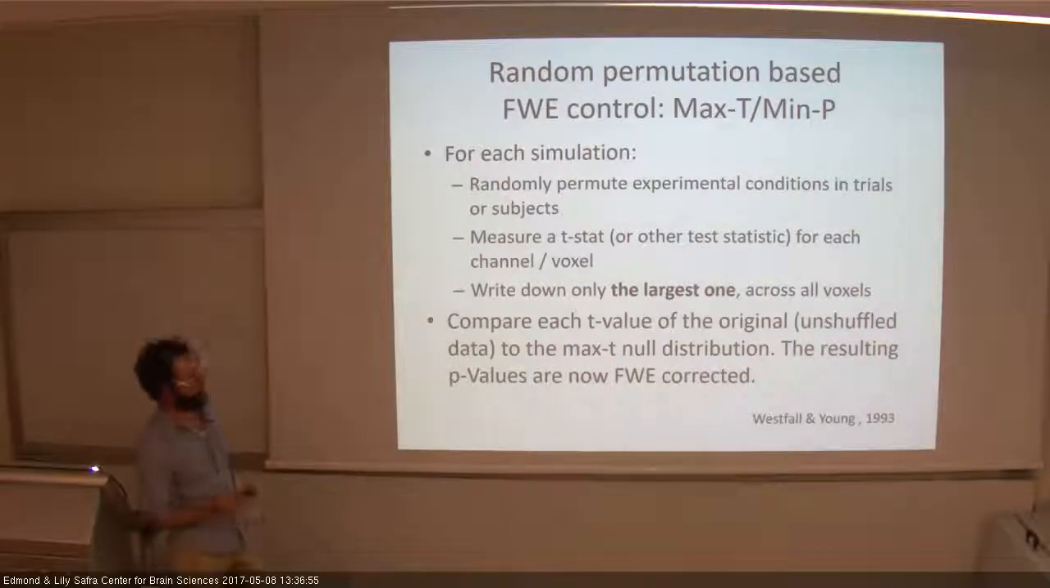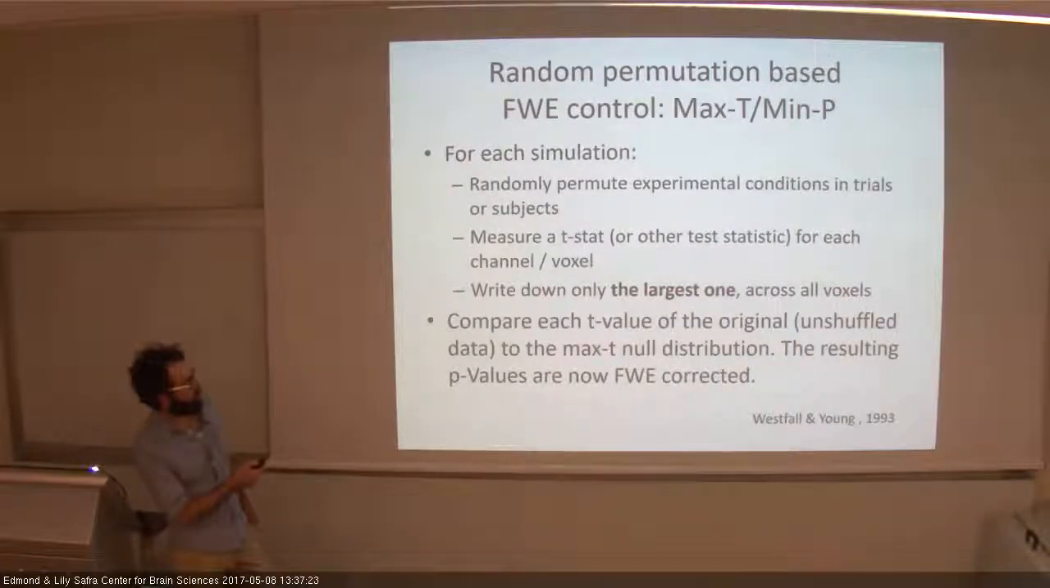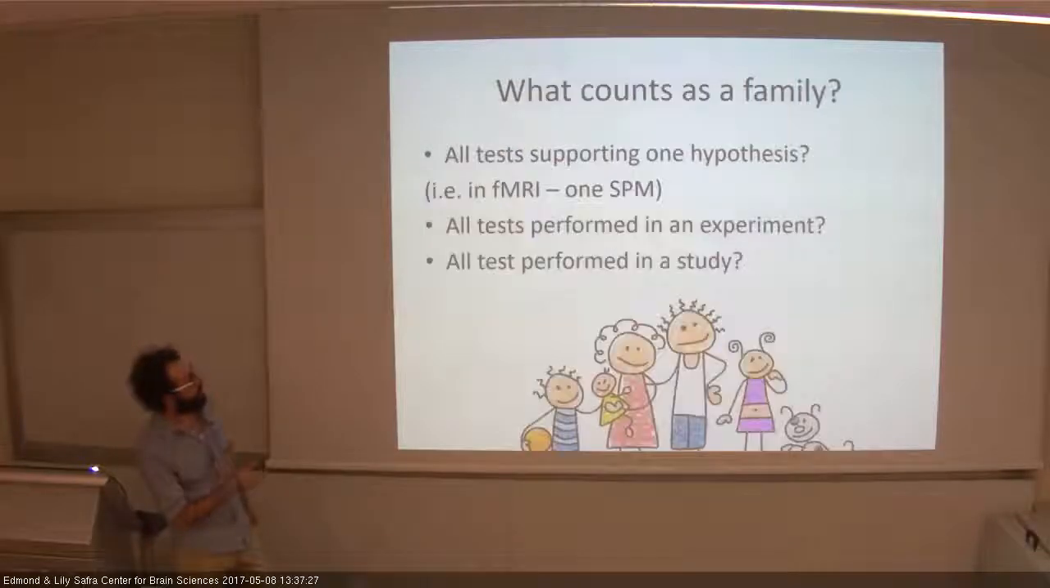So that's the max t, and it is also called the min p, because instead of looking at the p-values, we can look at the uncorrected p-values and pick the smallest p-value and do tests on these p-values. And like the random permutation test, this is a very flexible approach. You can apply it on any kind of statistic, and we'll do that in the exercise for people who take the lab.